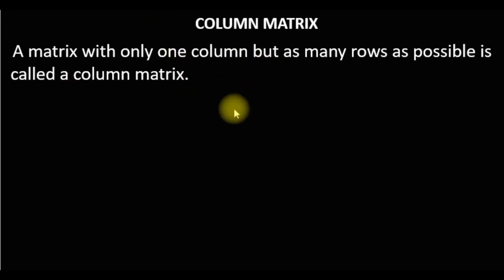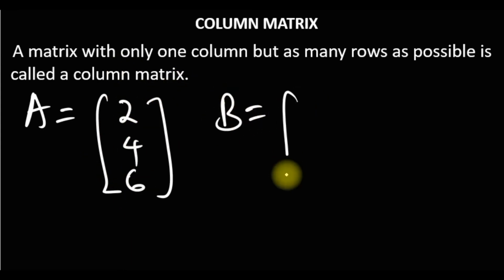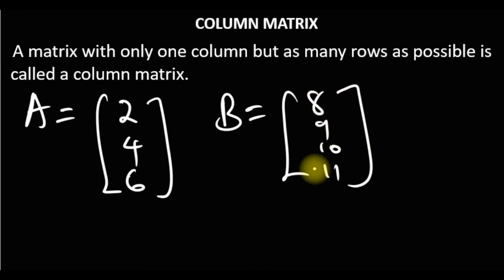The other one we have is the column matrix. Any matrix with only one column but as many rows as possible is called a column matrix. It's very simple. We have a matrix A. This is a column matrix because there is only one column. Maybe if you have 8, 9, 10, 11. This one has 3 rows, but this one has what? 4 rows, but only one column. So this is just a column matrix.